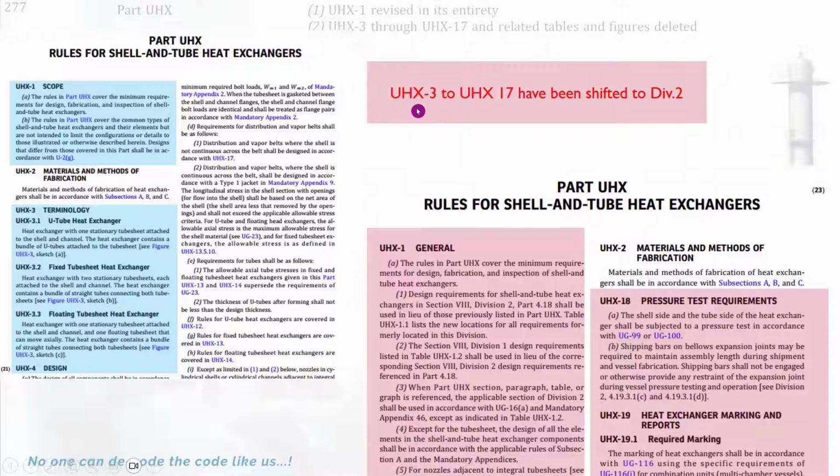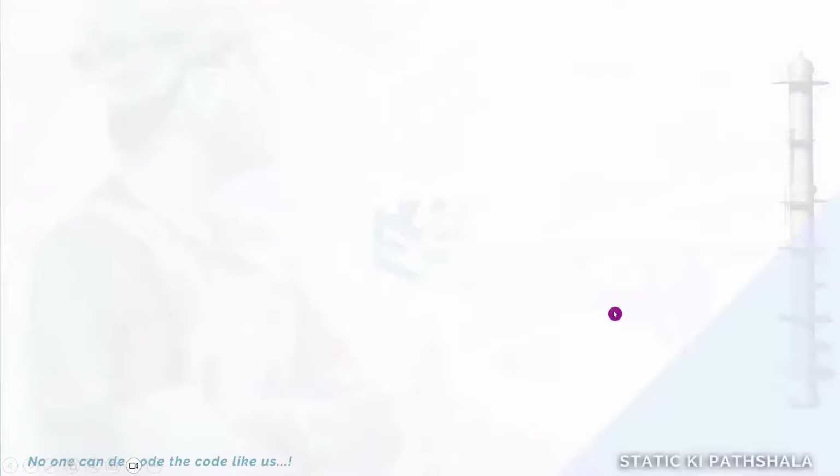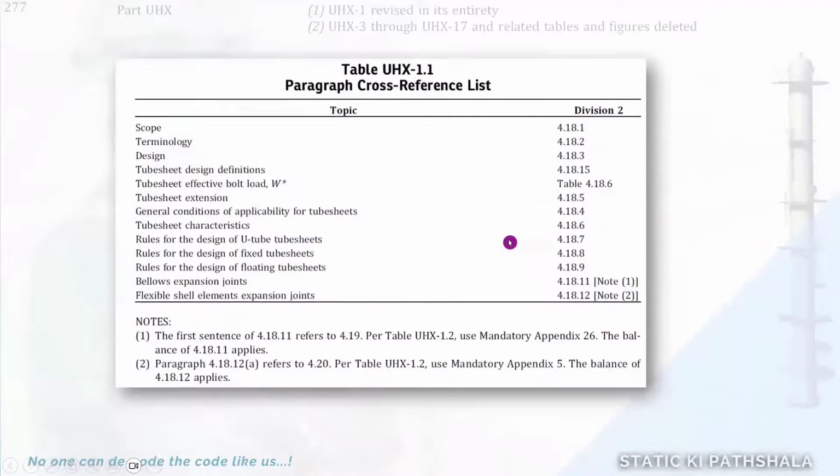And in the latest edition UHX-3 to UHX-17 have been omitted, and they have given a direct reference to Division 2. So now if you have Division 1 only, you will not be able to design the heat exchanger. For that you need to have Division 2 as well, and you have to refer to Part 4, 4.18 to be specific, if you are going to use the calculations. So here you can see in the latest edition, after UHX-1 and 2, directly UHX-18 has come. All in-between things have been omitted, and they have directly given us a table like this. So these are the various topics, and these are the references from Division 2 that you have to refer to.